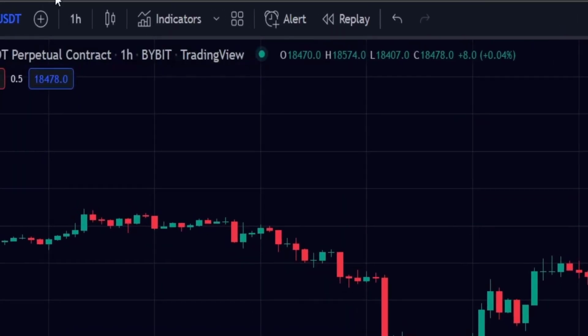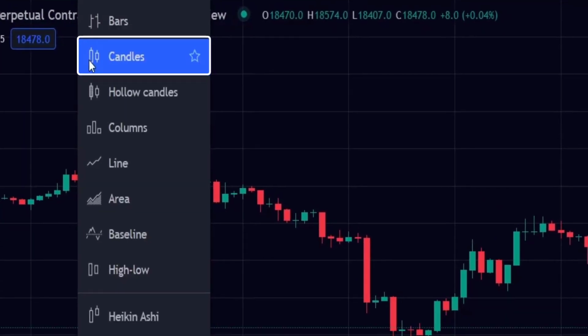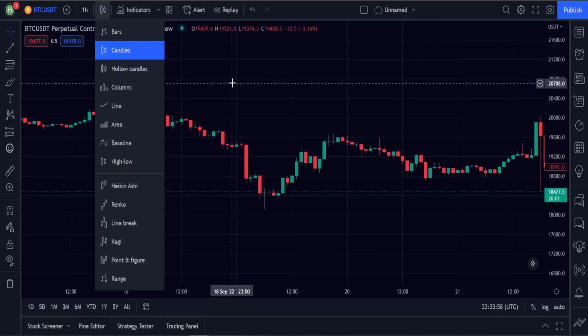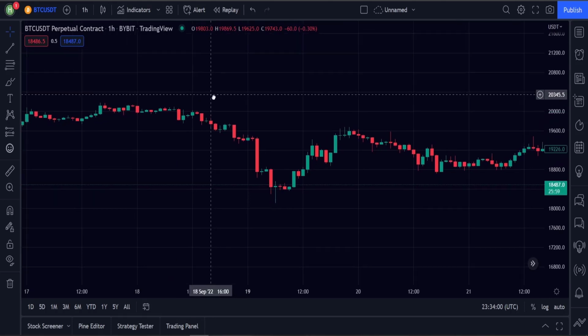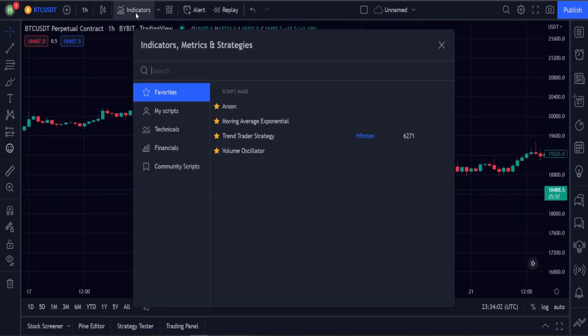Now, let's get right into this strategy. I'm in TradingView, and I'm going to be using 1 hour time frame and regular candles. We'll be using 4 indicators in this strategy. So let's go ahead and add our indicators.